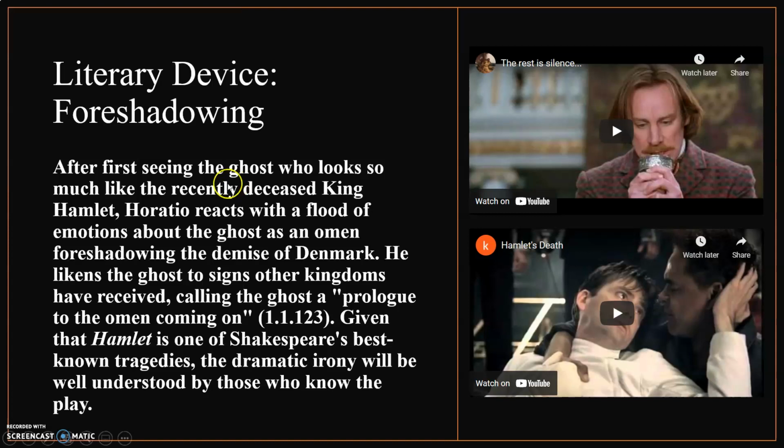So list your literary device here at the top, the title of the slide, and then give the quotation that contains that literary device. Before you quote that line, though, you should set the context for that literary device, and then explain its significance.